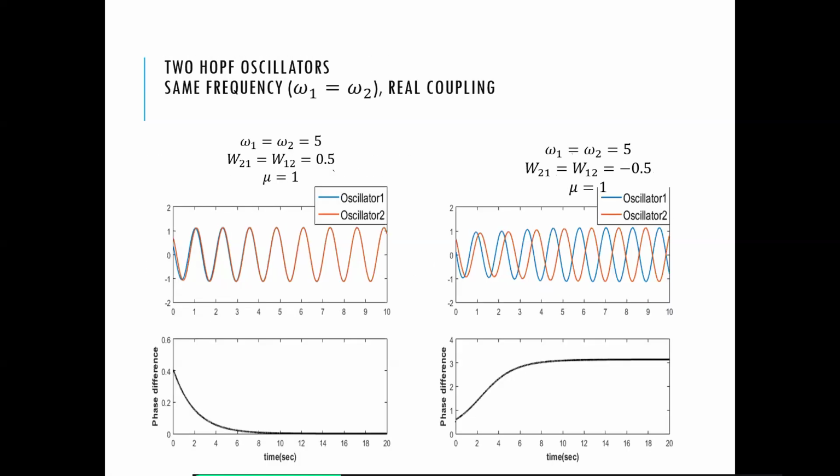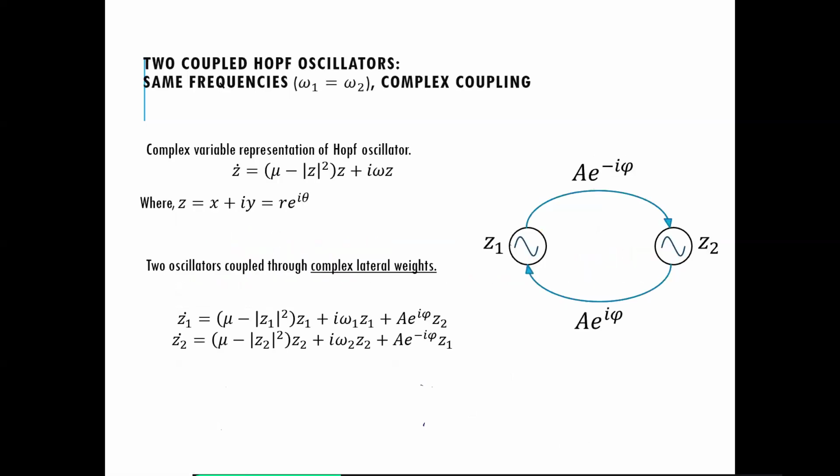But the problem is, no matter what weight value you take, as long as it is positive, we have only phase difference of 0. As long as it's negative, we have phase difference of 180. But I want to construct large-scale brain models using such oscillators, which means I should be able to have any frequency and any phase difference.